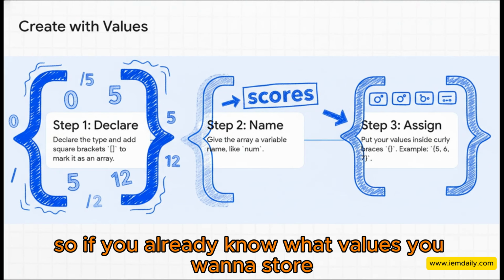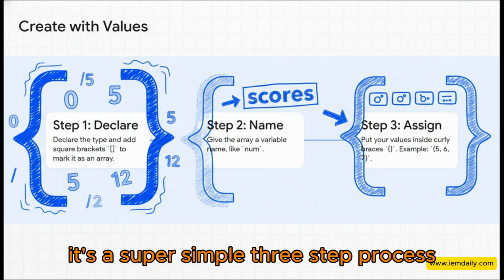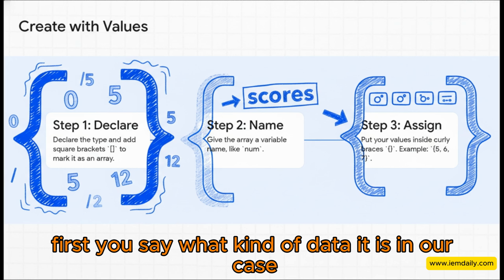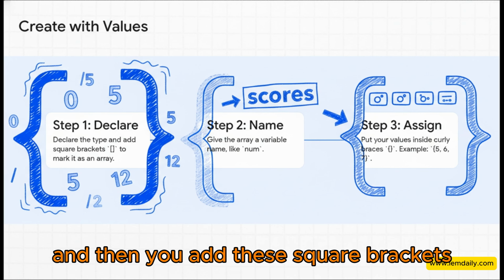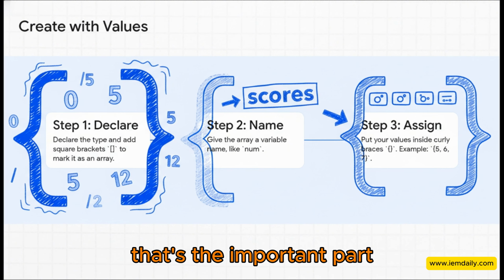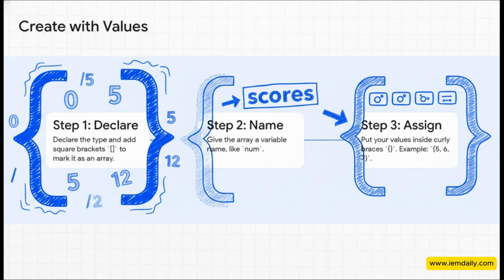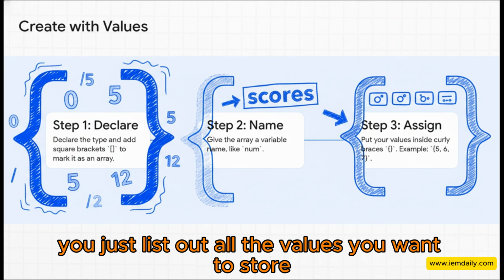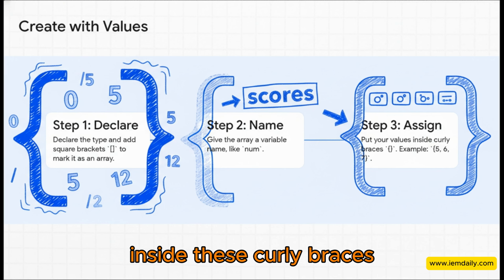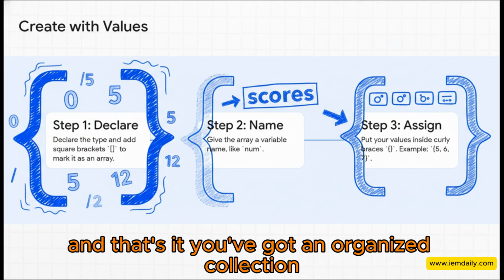So, if you already know what values you want to store, it's a super simple 3-step process. First, you say what kind of data it is, in our case, int for integers, and then you add these square brackets. That's the important part. Second, you give your array a name, something like scores. And finally, you just list out all the values you want to store inside these curly braces. And that's it. You've got an organized collection.